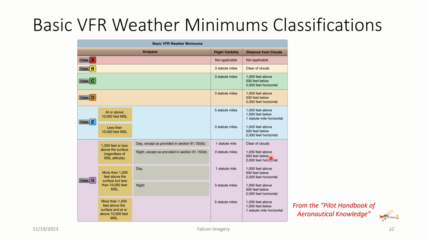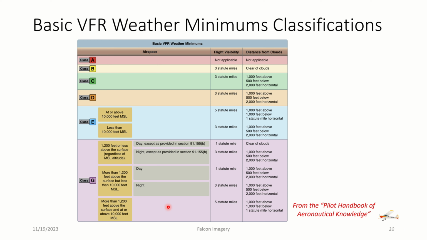If you're more than 1,200 feet above the surface, but less than 10,000 feet MSL, during the day, 1 statute mile of visibility. And then you need to be, again, 1,000 feet above, 500 feet below, and 2,000 feet horizontally from the clouds. And at night, 3 statute miles visibility. And again, 1,000 feet above, 500 feet below, and 2,000 feet horizontally away from the clouds.